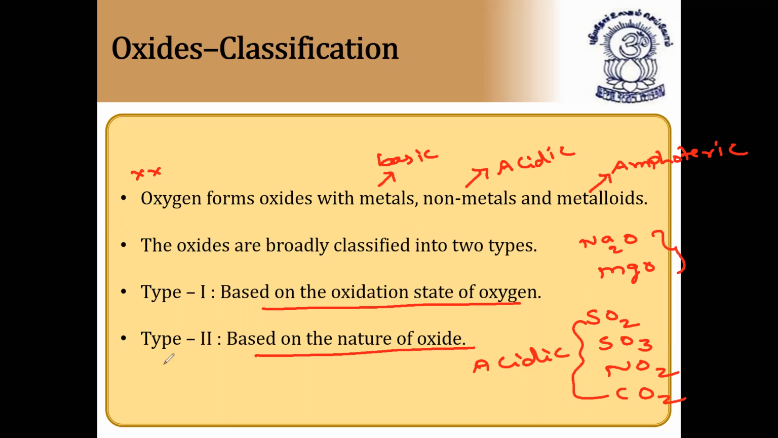and metalloid oxides like, what are the metalloids we have in the 15th group? Nitrogen, phosphorus, arsenic oxide. So arsenic oxide and selenium oxide, selenium dioxide, etc., tellurium dioxide, etc. So all these are called amphoteric oxides. Metalloid oxides are amphoteric in nature. So oxides are broadly classified into two types: based on the oxidation state of oxygen, and second, based on the nature of the oxide. Let us see now the types of oxides.